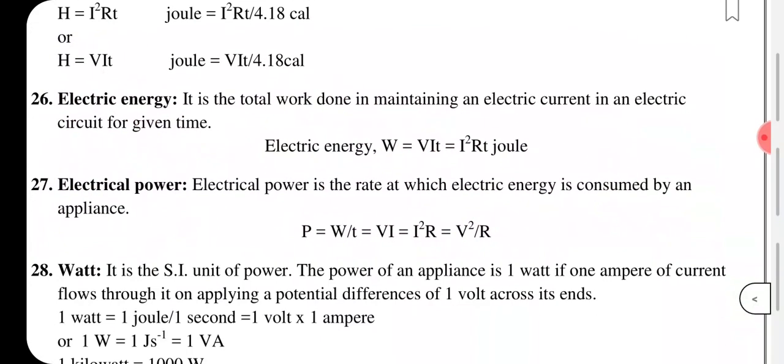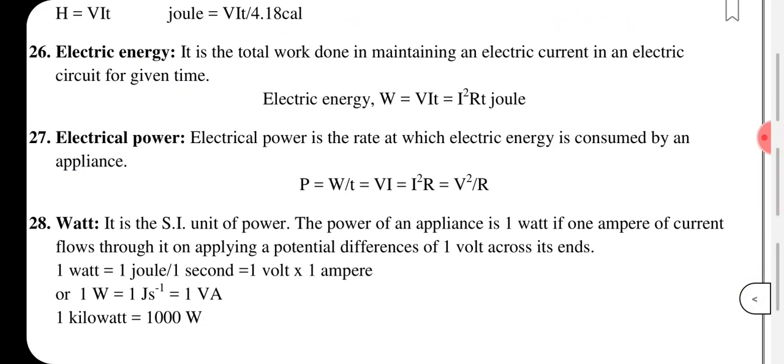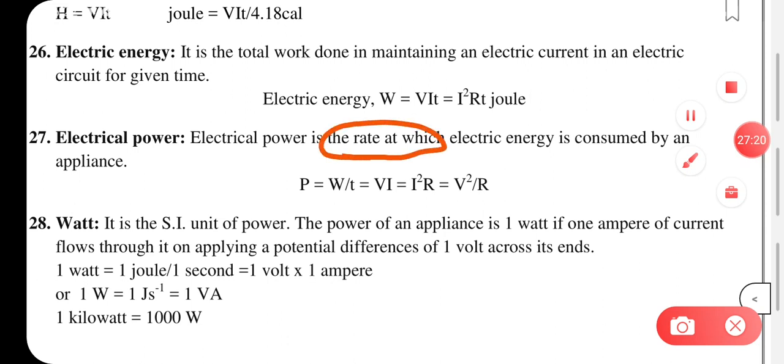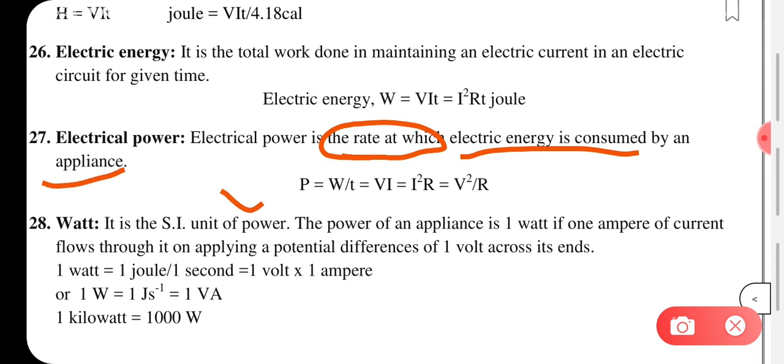Now moving on to the next thing, that is electric power. How will you calculate the electric power? Now what is electric power? Remember, it is the rate at which the electric energy is being consumed by an appliance. It is measured in the unit of watt, W-A-T-T.